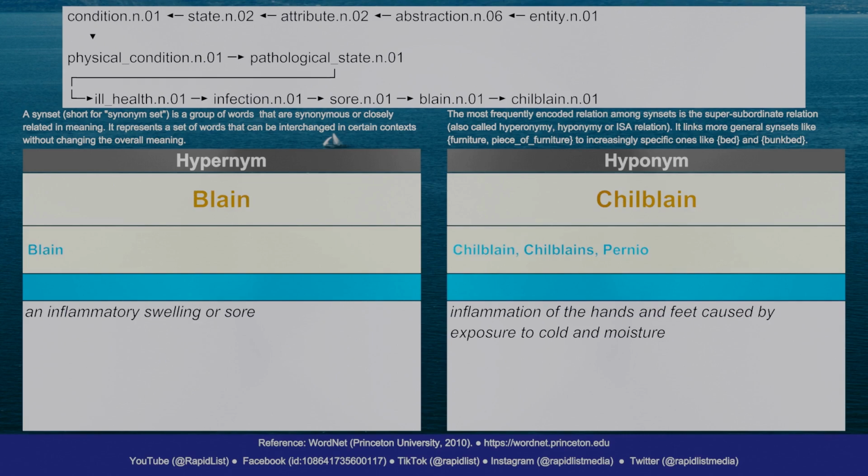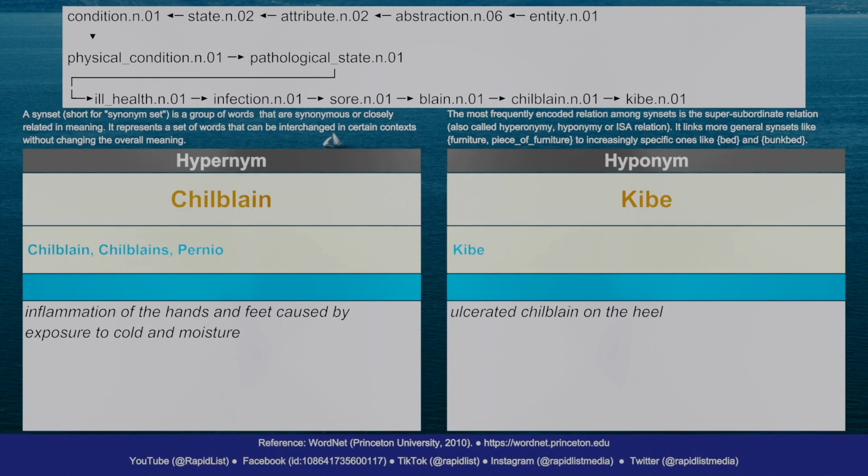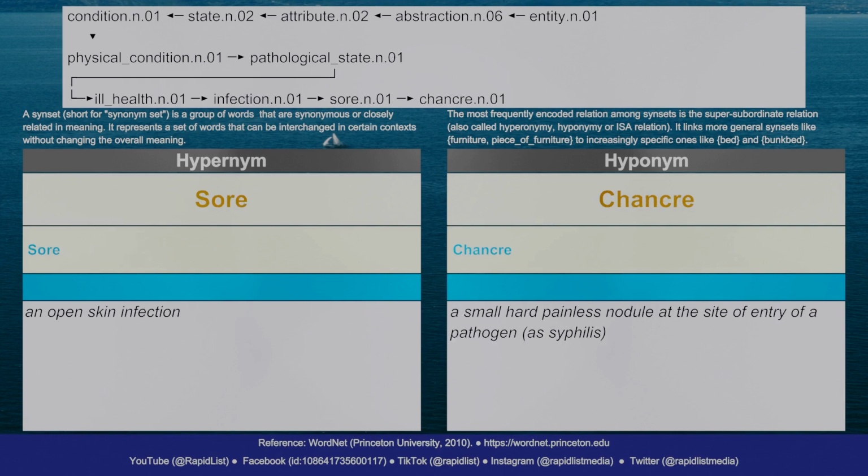Chilblain. Inflammation of the hands and feet caused by exposure to cold and moisture. Cub. Ulcerated chilblain on the heel. Chancre. A small hard painless nodule at the site of entry of a pathogen, as syphilis.